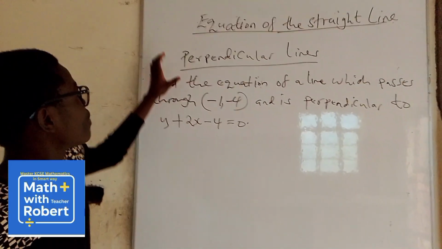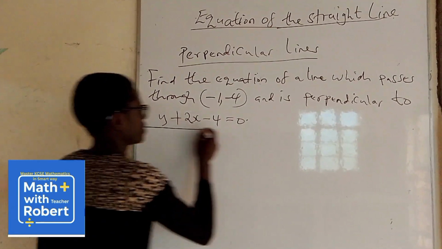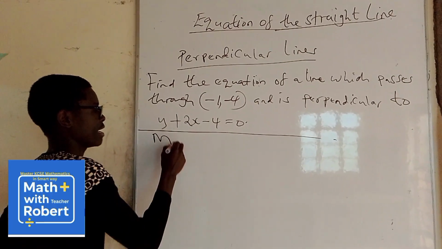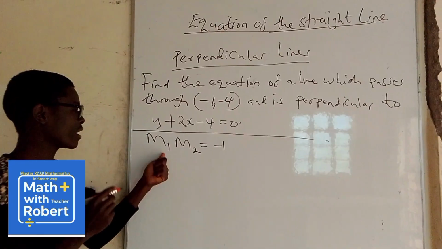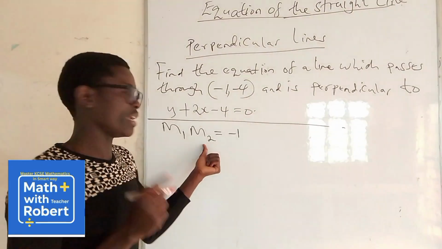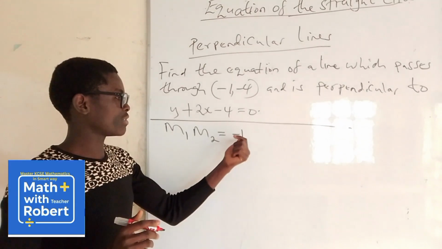Let's move to perpendicular lines. Perpendicular lines apply the formula m1 times m2 is equal to negative 1. m1 is the gradient of the first line, and m2 is the gradient of the other line. So we take the two gradients, multiply, and we should get negative 1.